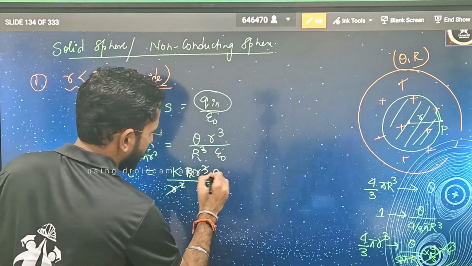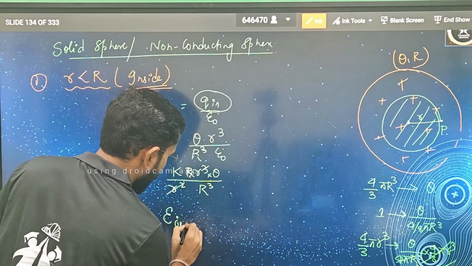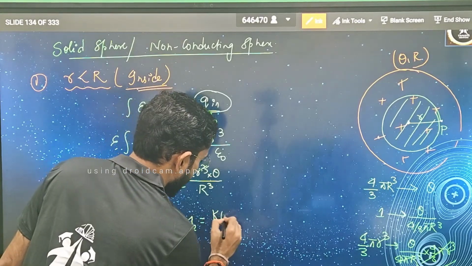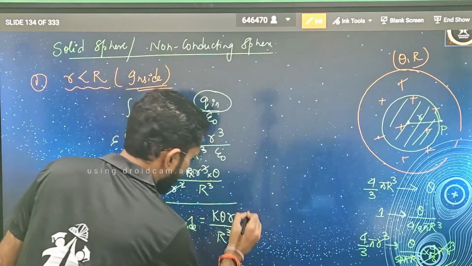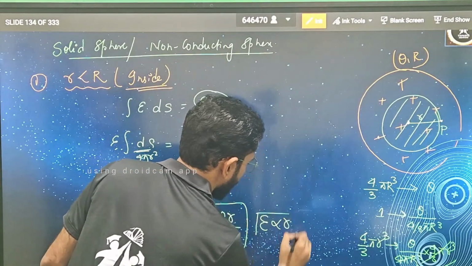What is the net thing? Here is the multiplication of q also. That means the final result for inside point, what you will write? It is nothing but k q r divided by R cube. If I ask you the variation with distance, what will you write? Electric field is directly proportional to r.